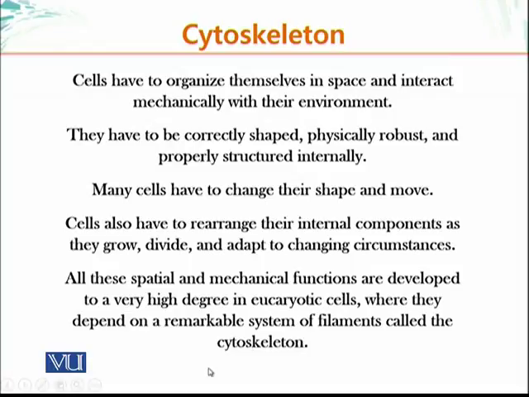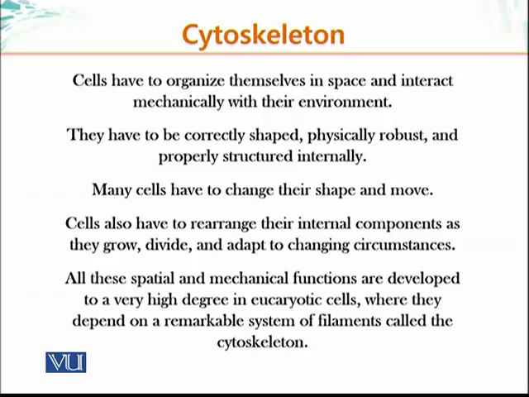Cells have to organize themselves in space and interact mechanically with their environment. We have been talking about cell adhesion, and we have been talking about extracellular matrix, and both these elements interact with the cells mechanically as well. They have to be correctly shaped, physically robust, and properly structured internally. I mentioned in one of our previous modules that cellular shape is very important to their function.